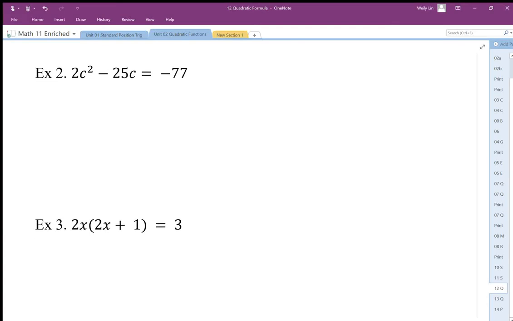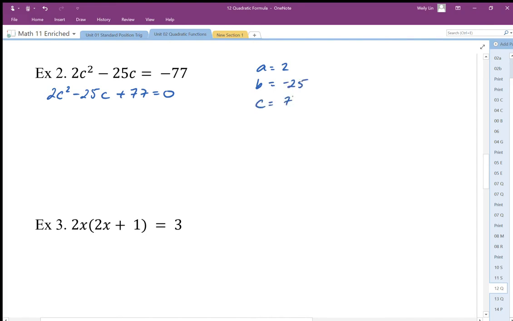So when we have these quadratic equations, if we want to use the quadratic formula, first of all we need to make sure that we make it equal to 0. So we do 2c squared minus 25c plus 77 equals 0. And really all we need to do is identify a, b, and c. So a equals 2, b equals negative 25, c equals 77. Okay, so we're going to end up plugging into the formula.